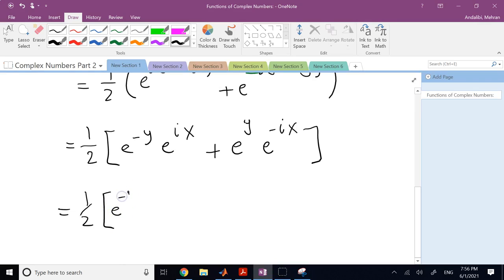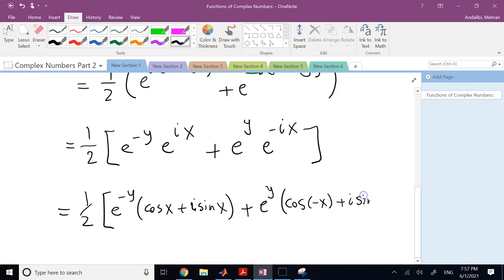Correct? So this is e to the negative y times cosine of x plus i times sine of x. And this is e to the positive y times cosine of negative x plus i times sine of negative x. And you know, cosine and sine of negative x are cosine of x and negative sine of x.